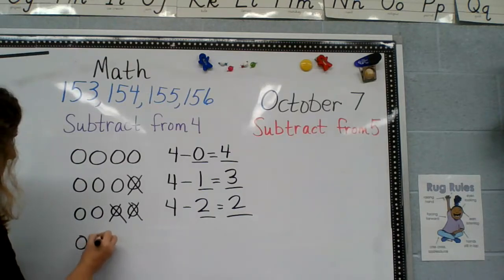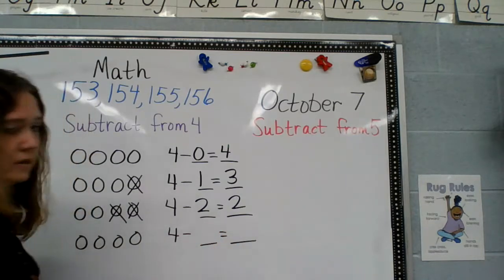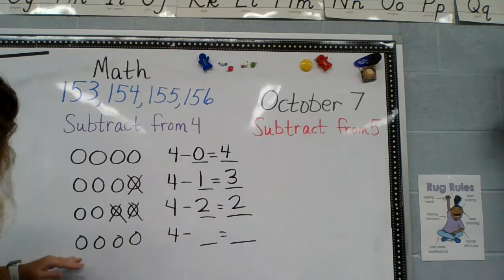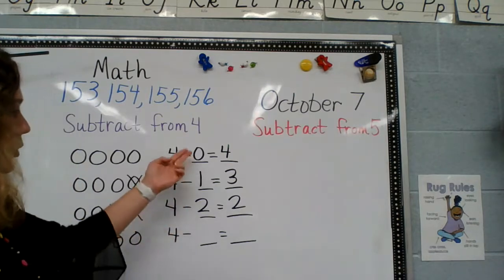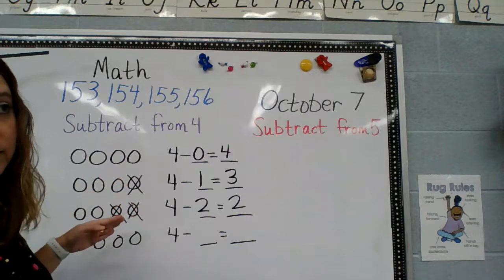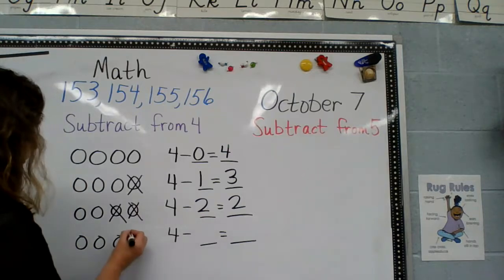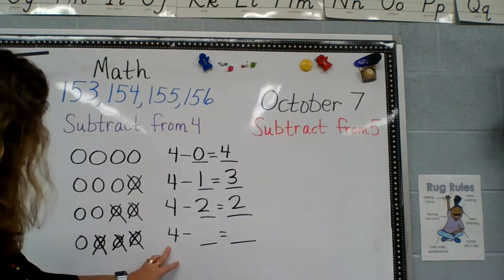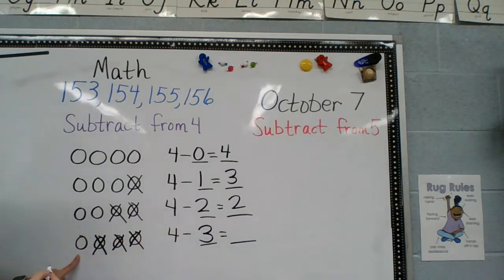Okay. We're going to start off with 4 again. If you're working on a dry erase board and you need to erase, go ahead. I'm going to leave these all up so you can really see them though. Now, how many are we going to cross off this time? The first time we crossed off 0. Next time we crossed off 1. Next time we crossed off 2. How many are we going to cross off? 3. We started out with 4. We crossed off 3. How many are left? 1.